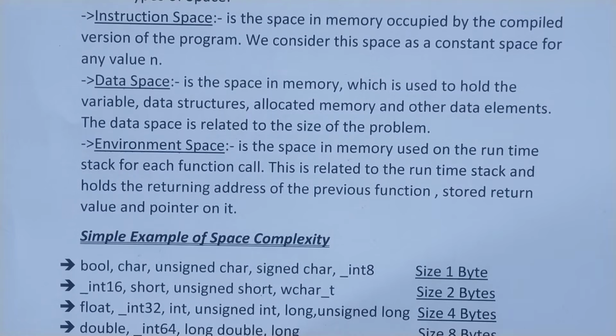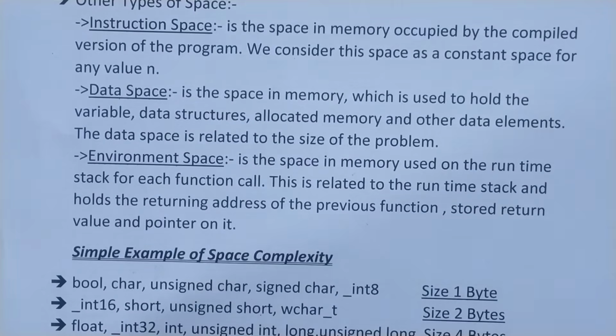Data space. Data space is the space in memory which is used to hold the variables, data structures and memory allocated to data during runtime. This data space is related to the size of the problem. Environmental space. Environmental space is the space in memory required during runtime to store function calls using stacks. This is related to the runtime stack and holds the return address of the previous function, stored return value and pointer on it.